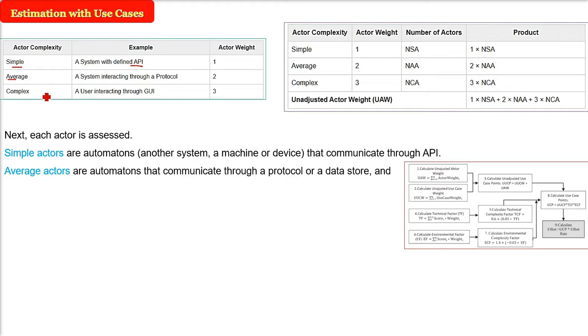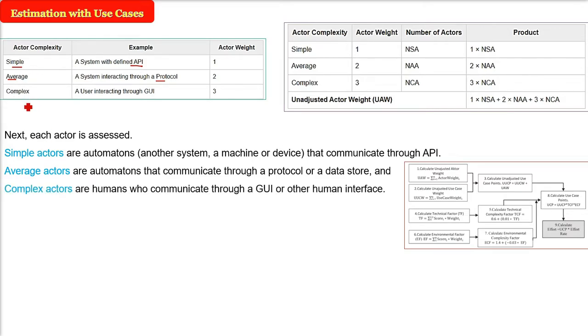If you say my actor is average, that is a system interacting through a protocol or a data store. Protocol can be TCP/IP or UDP like this. It is an average actor. Now if you say my actor has complex complexity, that means a human or humans who communicate through a GUI or other human interface, or a user interacting through a GUI. It can be a complex kind of actor.